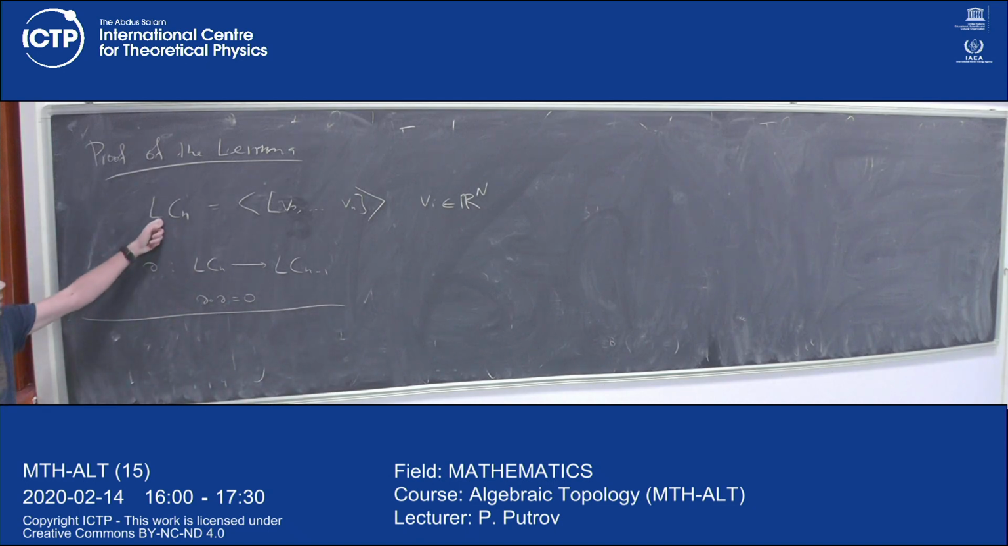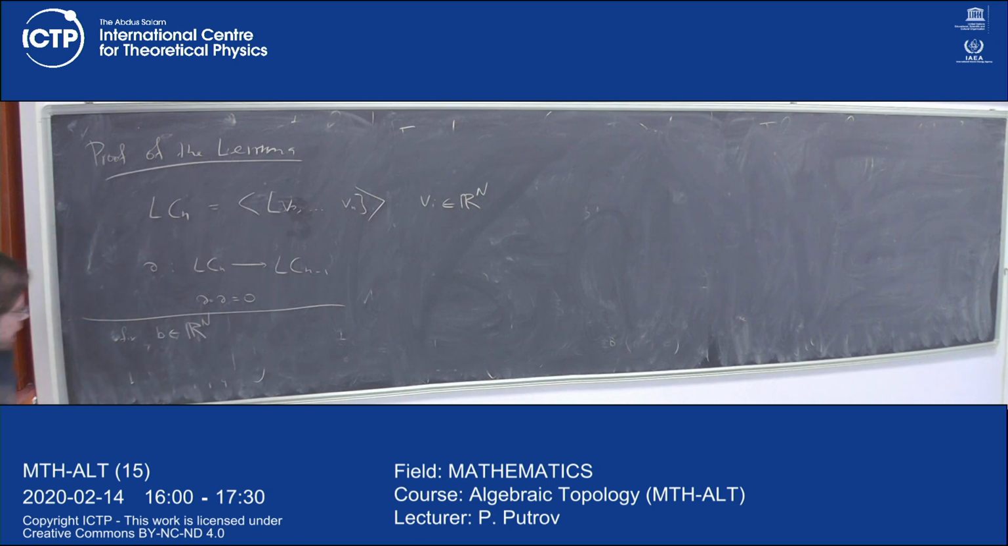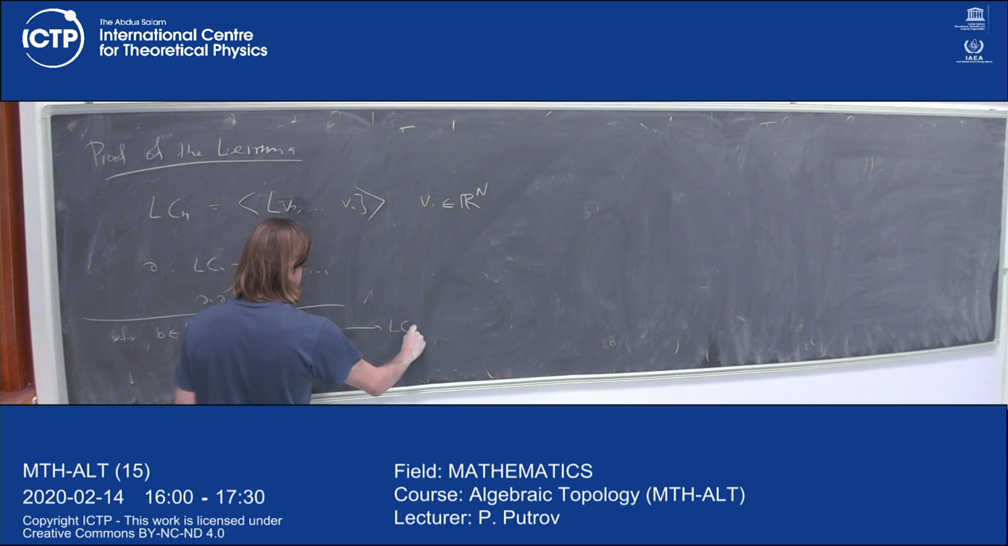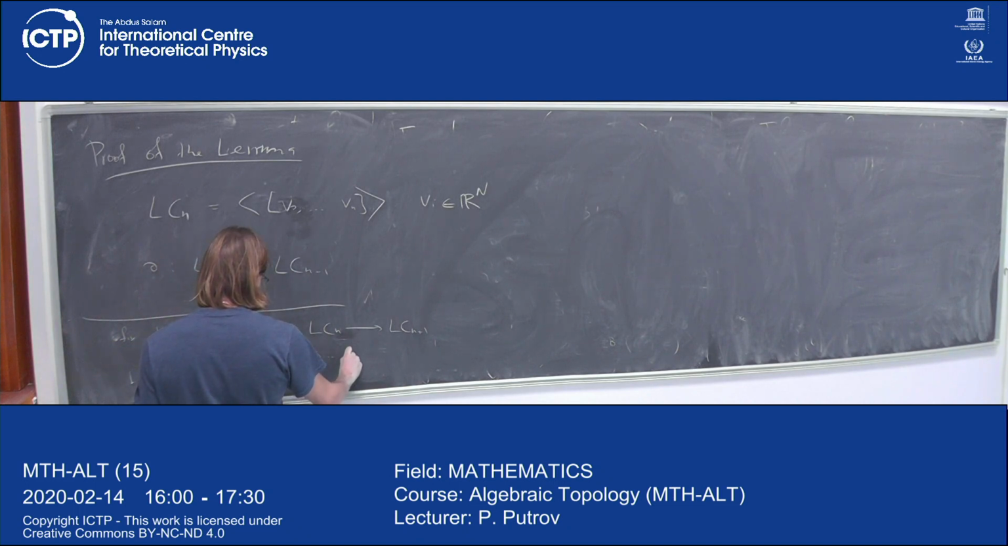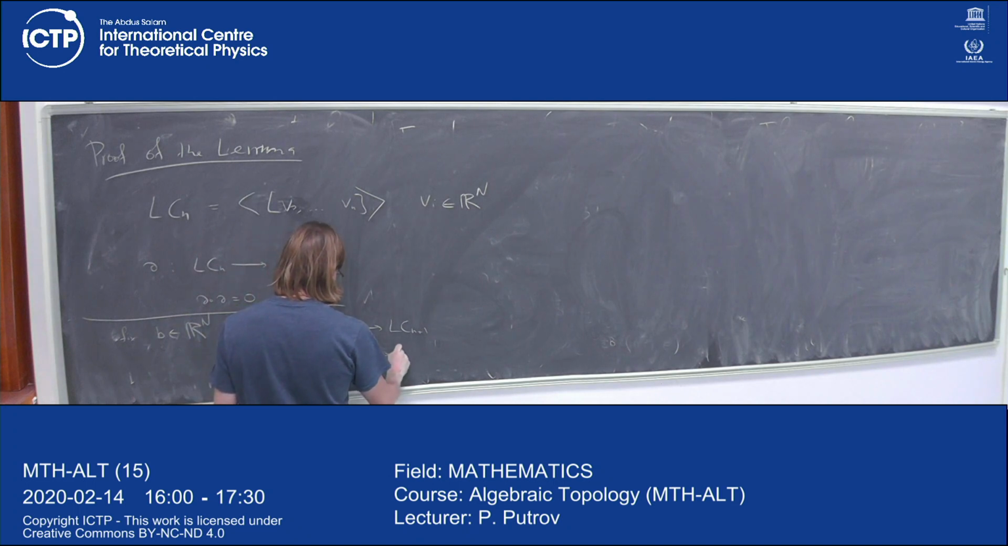So now we want to define some other homomorphisms between these spaces. In particular, we want to define the following thing. Let me fix some point B in Rn, and for the fixed point, I want to define a homomorphism from LCn to LCn+1. It is generated by these sequences of points in Rn, and what I do is I just add, in the beginning, this fixed point B.